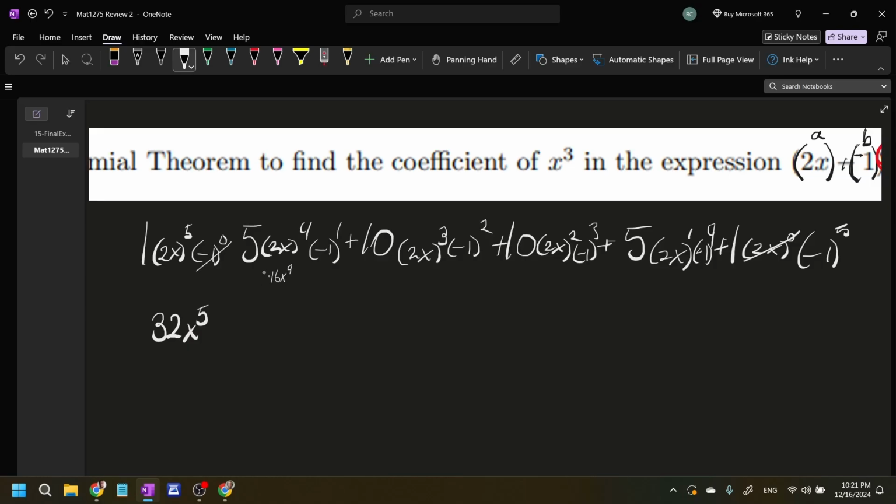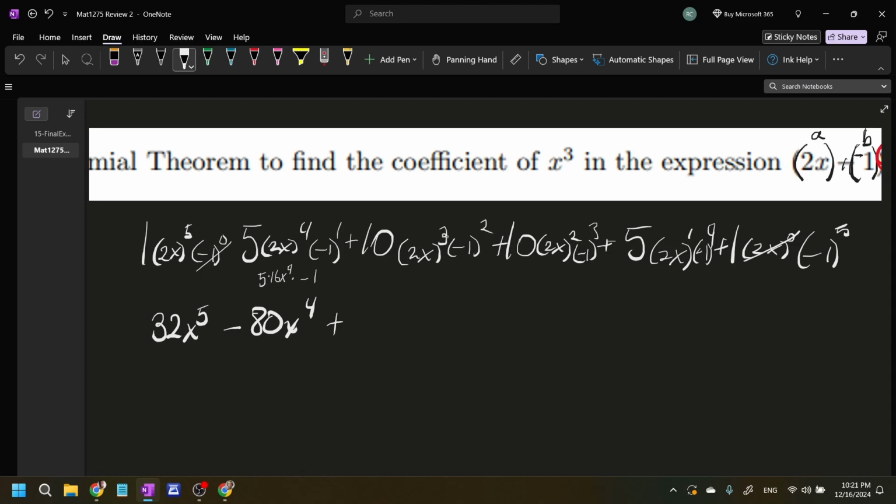Let's not forget that we're also multiplying this by 5 and by -1. So 5 times 16 is 80. And we have the -1 there, so this is going to be -80x to the 4th. All right, moving right along.